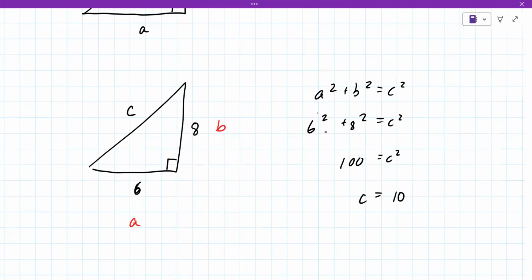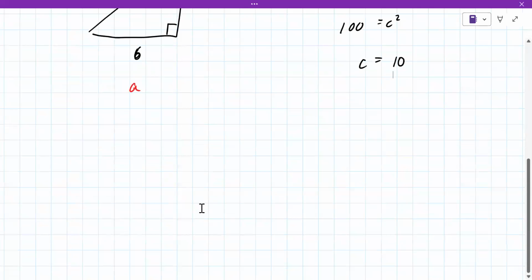Now, why isn't it negative 10? Because when you take the square root of C squared, the square root of 100, it's plus or minus 10. Why isn't it negative? Any ideas on that? Because distance can't be negative. Exactly. Good. So that's a good start here.